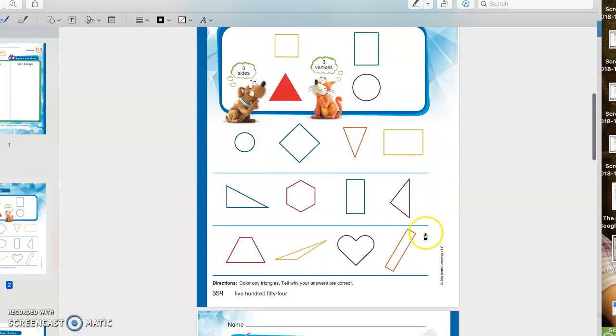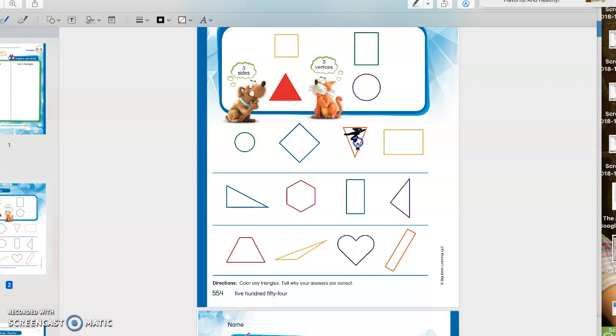Down here, you're going to color in any triangles. So is this a triangle? No, it's a circle. You guys are right. This is a diamond, correct. What about this one? This is a triangle. It has 1, 2, 3 vertices and 1, 2, 3 sides. Good job. So you're just going to take your pencil and you can shade it in.